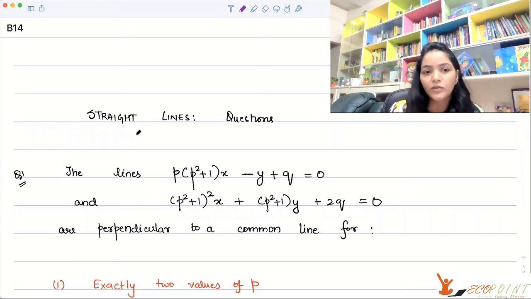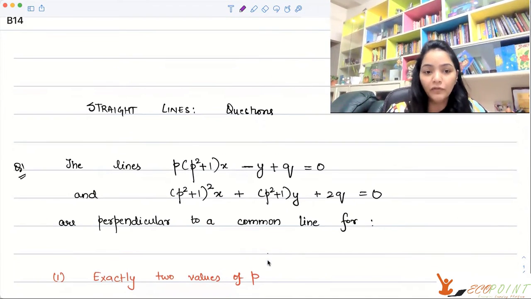Let's work on some questions from straight lines. The first question that I'm picking up is about parallel lines. The lines (p² + 1)x − y + q = 0 and (p² + 1)²x + (p² + 1)y + 2q = 0 are perpendicular to a common line for what value of p? That's what we have to figure out.